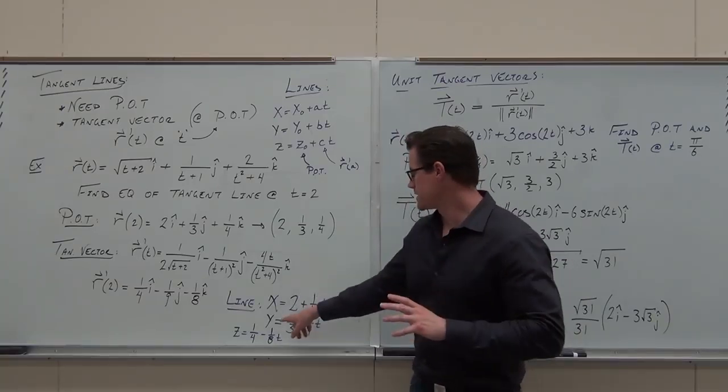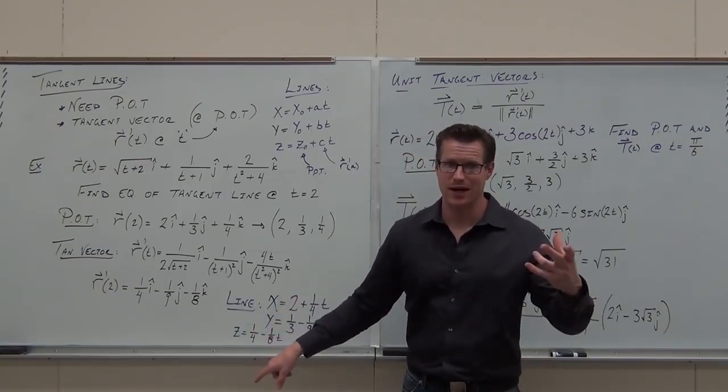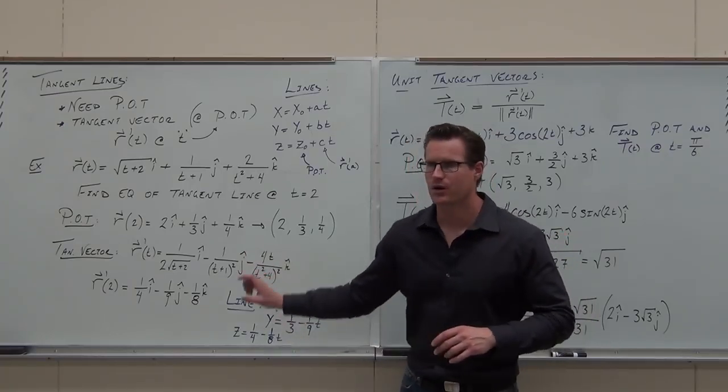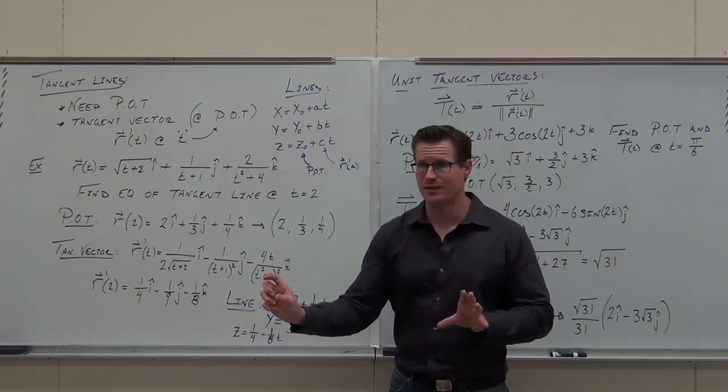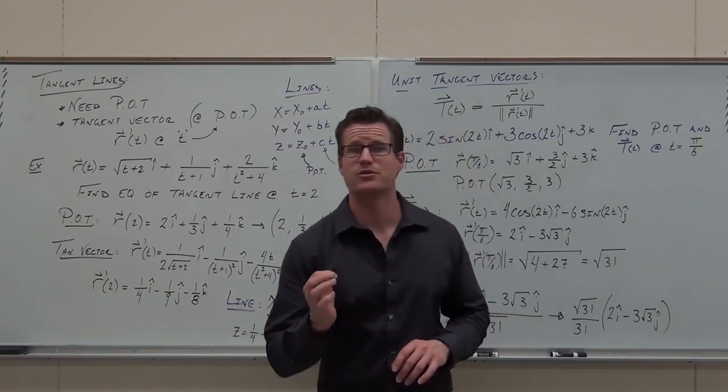Yes. Solve for t, you'd have x minus 2 over 1/4. You leave it as the fraction. It's nasty, but you leave it as a fraction. You'd have y minus 1/3 over negative 1/9. You leave it as a fraction and the negative. You'd have z minus 1/4 over negative 1/8. That would be the symmetric version of that.